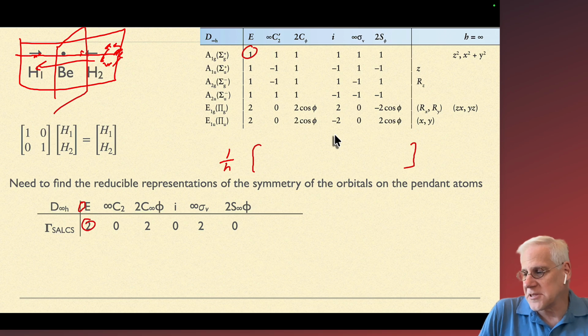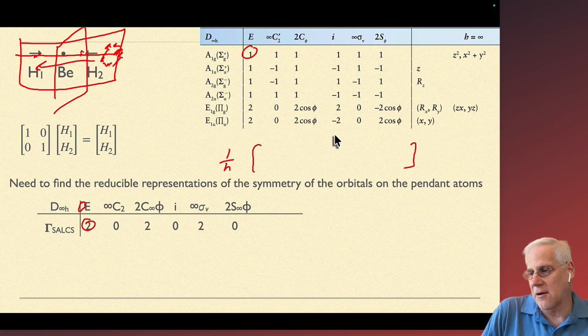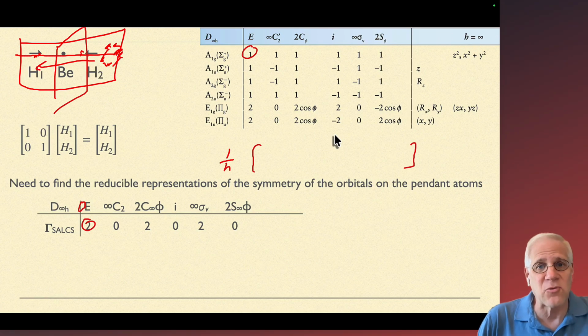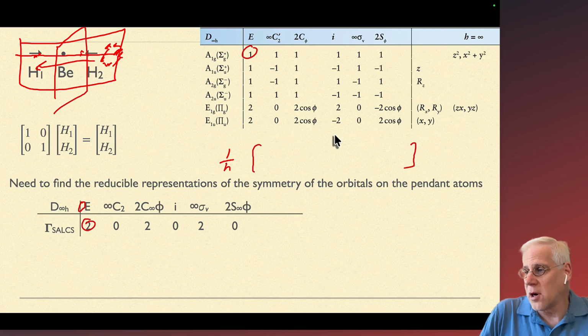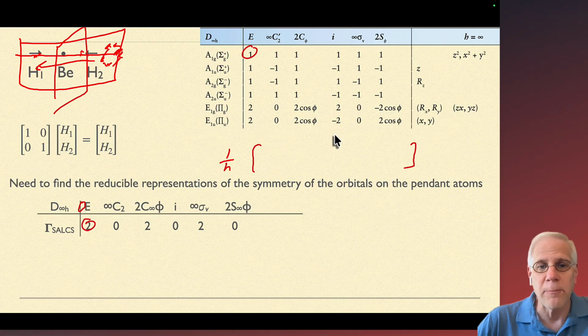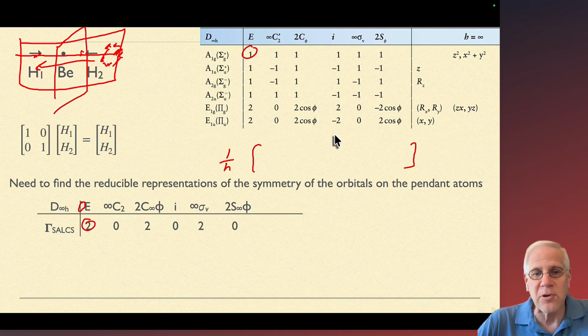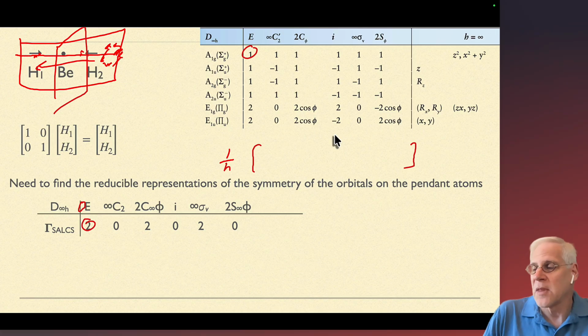Well, the problem sets in right there with that 1 over h, because our h is infinity, because we have 1 E, but we have infinity C2s, we have infinity sigma v's. And so my h here is infinity, and if I do 1 over infinity, well, the math just won't work out. And so we're unable to use the projection operator in the same equation that we used for water. We have a couple of options at this point. I'm going to choose the one I feel is the easiest for a fairly basic molecule.